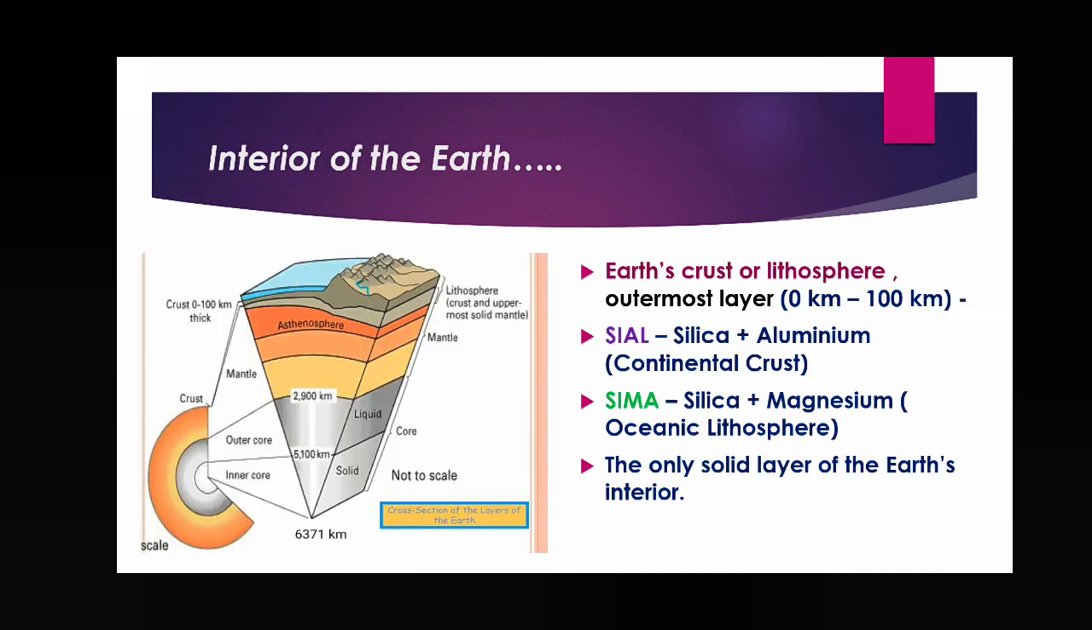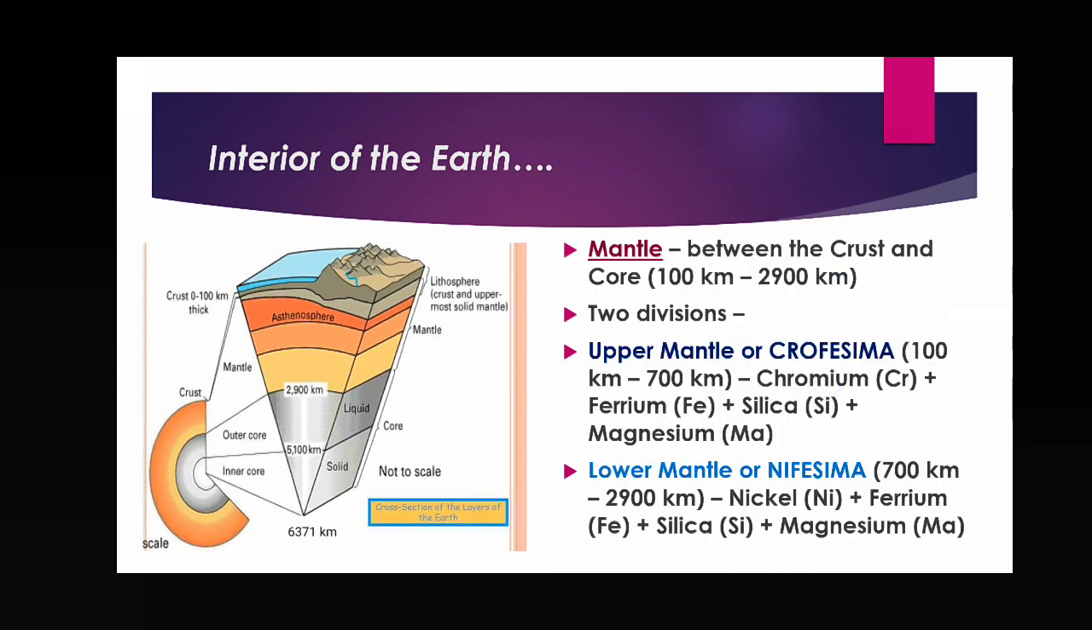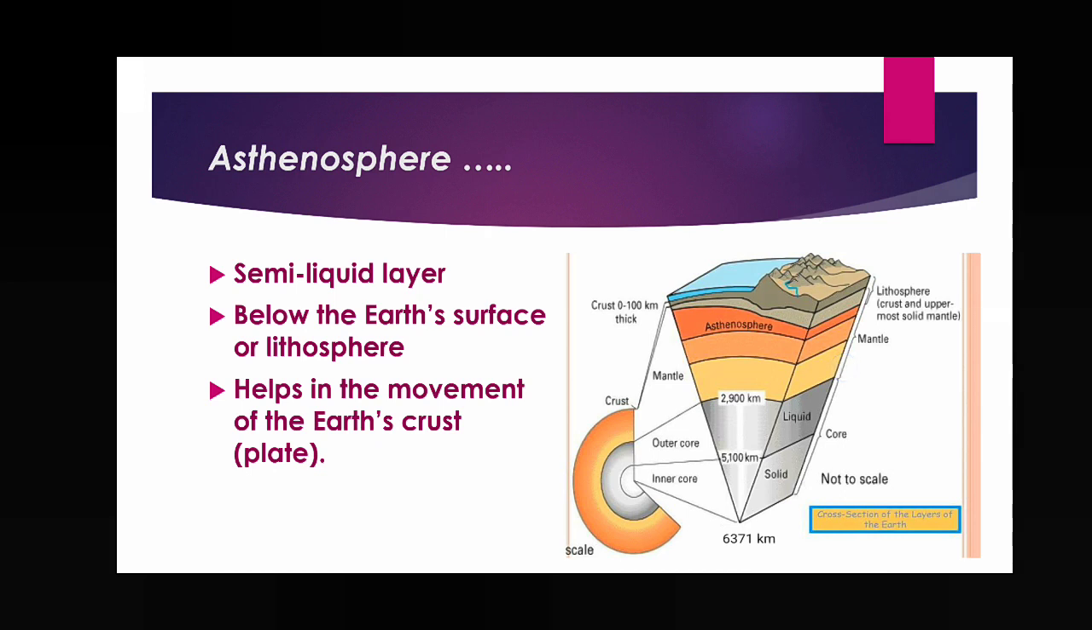Next we discussed the interior of the earth, the layer difference or structure of the earth's interior. There are mainly three layers present, that is crust, mantle and core, and their subdivisions also we discussed one by one. And also we discussed what is asthenosphere.